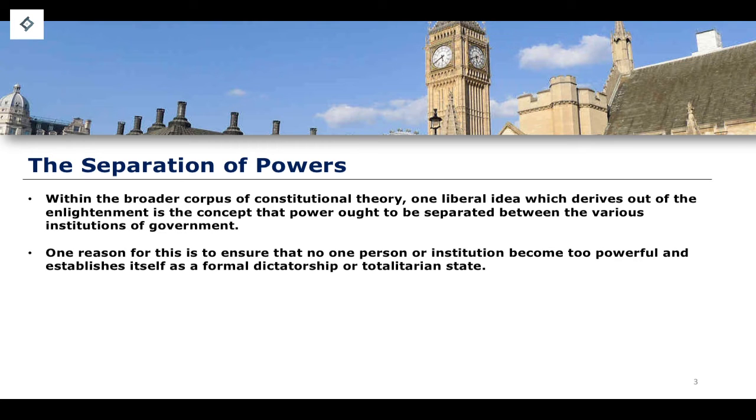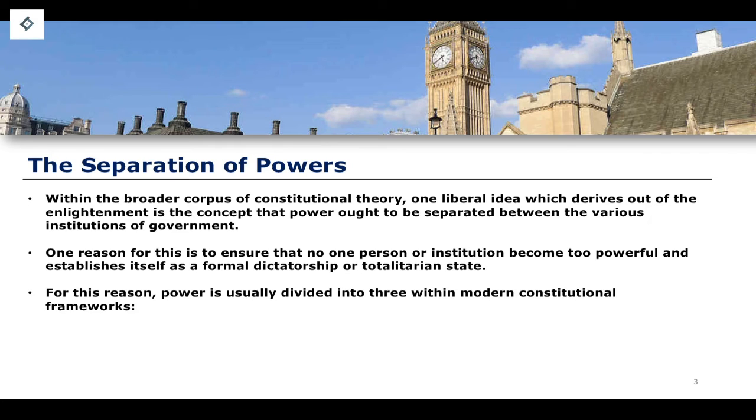The reason for this is to ensure that no one person, or as is more likely the case in some circumstances, no one institution becomes too powerful, and as a result could establish itself as a formal dictatorship or totalitarian state, all of which would not be great for the concept of democracy. And so as a result, many constitutional frameworks around the world opt to establish this idea of a separation of powers.